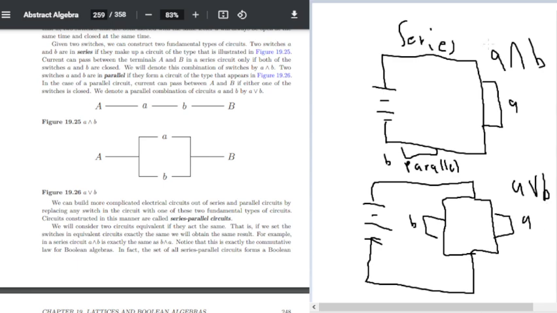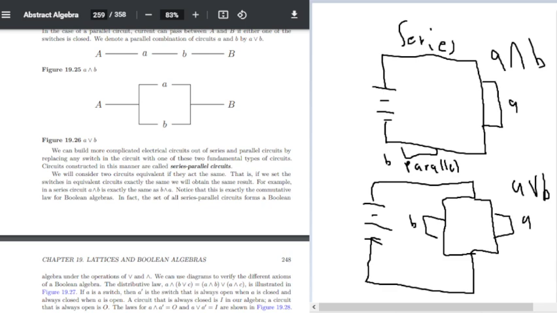And one way to think of it is that since this is the infimum, we must have both circuits closed in order for current to pass through. If one of these is open, you can think of one of these as being the empty set. And this is intersection, so no current will go. While if at least one of these is closed, you can think of this as union.